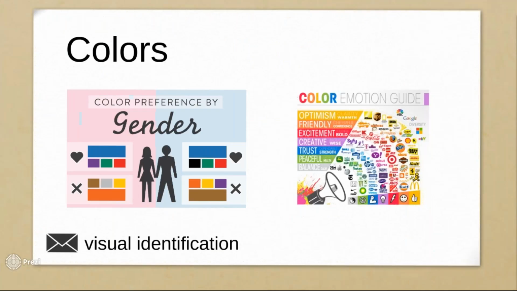Talking about visual identification, visual communication, because it's not only the text in the email, but it's also the color and the way you present the message. So first of all, people are different, genders are different in this case, so we like different colors. As you can see here on this first graphic, women prefer, for example, instead of men, they like more the color of purple.